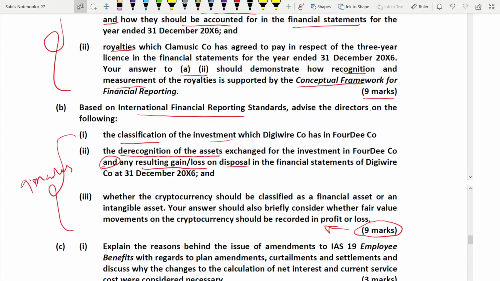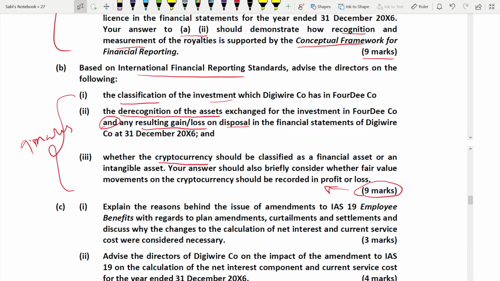And the third one, the cryptocurrency. This is the area where I want to take your focus. Very important because it's something new also. So definitely you can expect a question on this for your September 2021 exam. Whether cryptocurrency should be classified as a financial asset or an intangible asset. Your answer should also briefly consider whether fair value movements on the cryptocurrency should be recorded in the profit and loss account. Whenever they say your answer should include, you have to include it. It's not optional, because you get additional marks for including that. First is to classify it as a financial asset or an intangible asset. Second, fair value: where will it be recorded? Should it be recorded in profit and loss or other comprehensive income?